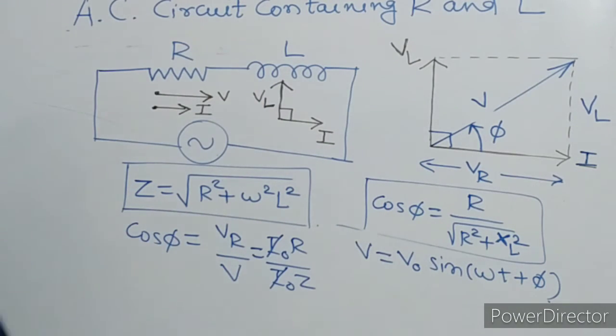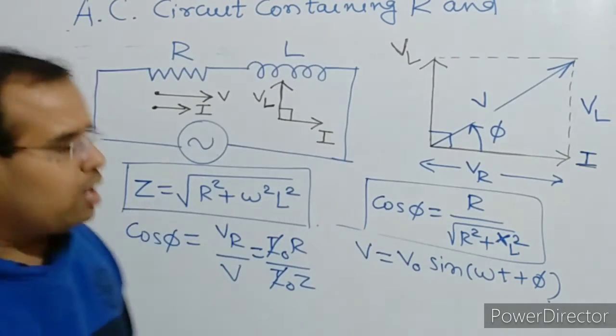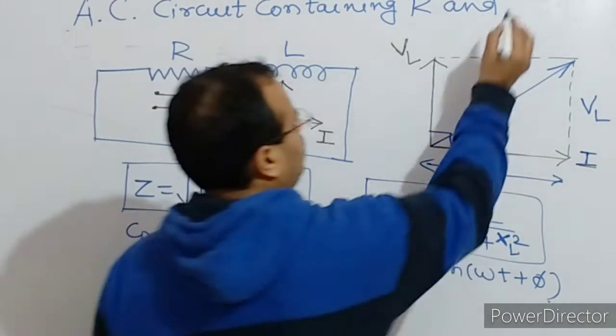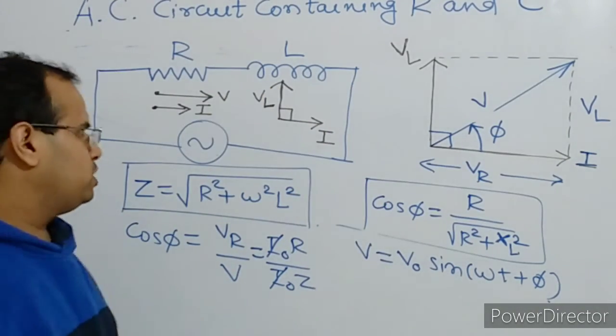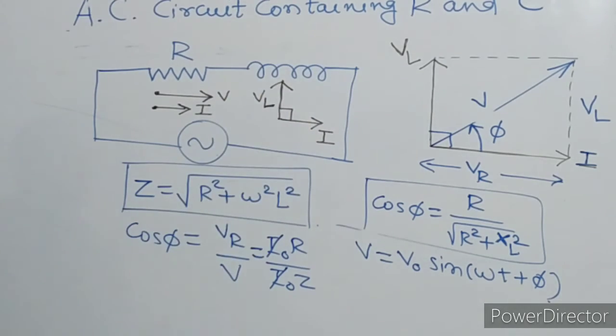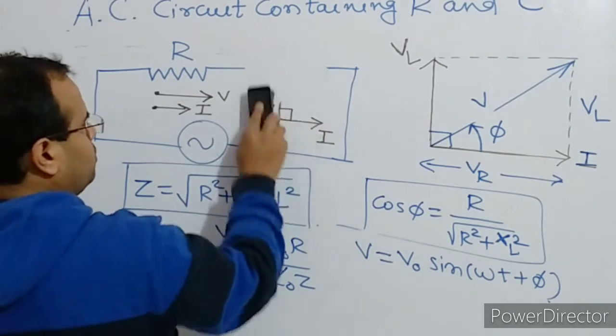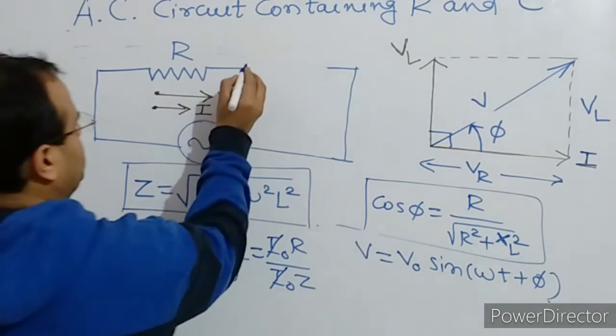Correct. Let us discuss the next circuit, in which there is R and C. So when a resistance and a capacitor are there, what happens? Let us try to understand. So here we have R, and instead of an inductor we have a capacitor here.